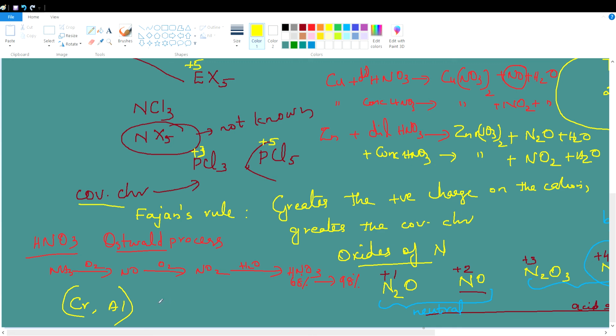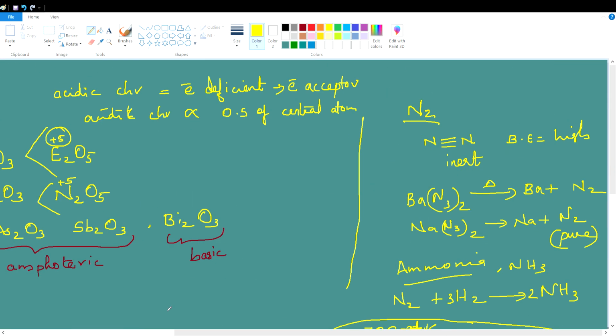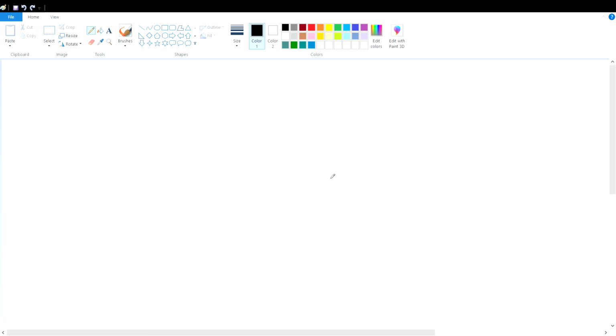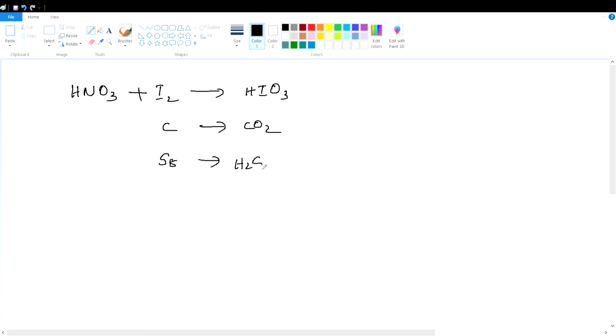Nitric acid is a strong oxidizing agent. Its oxidizing reactions are also very important. Nitric acid oxidizes metals, as we already wrote: copper to copper nitrate, zinc to zinc nitrate. The metal is oxidized in this reaction. Nitric acid can also oxidize non-metals. For example, iodine is oxidized to iodic acid, HIO3. Carbon is oxidized to carbon dioxide. Sulfur is oxidized to sulfuric acid. Phosphorus is oxidized to phosphoric acid. The other products are NO2 and H2O, which is common. This is the oxidizing action of nitric acid on non-metals.